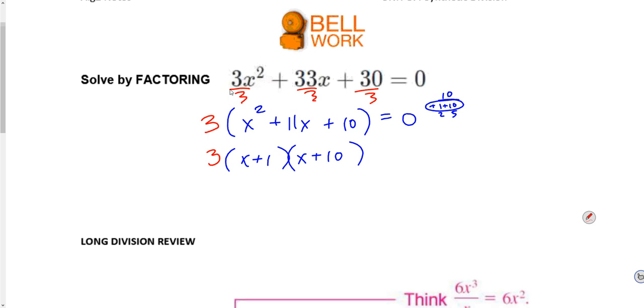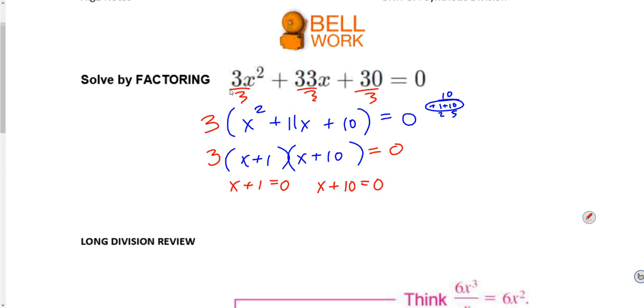Now again, I was walking around and I saw a handful of people that had this as their answer. They circled it. This is not solving, this is just factoring. The difference between solving and factoring is solving takes it one extra step and tells me what x equals. That's not x equals yet. So we have to set it equal to 0, and then we have to take each one and set each one equal to 0. Anyone know why I skipped the 3?